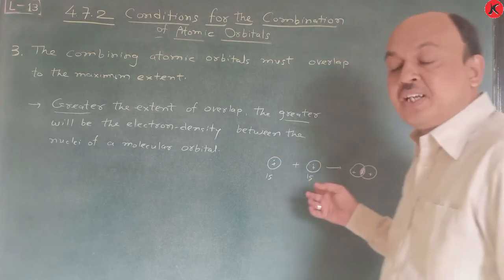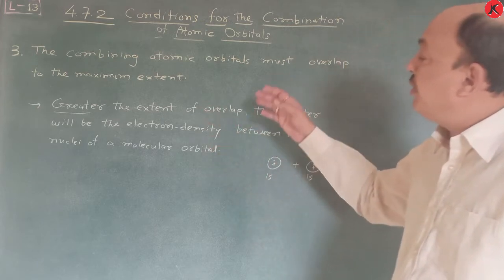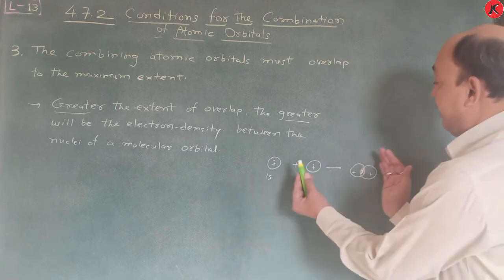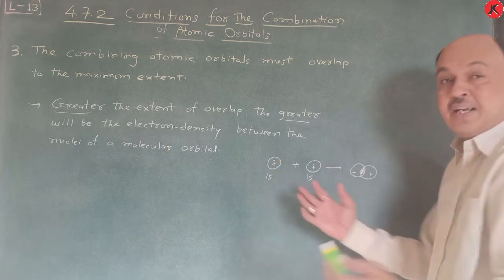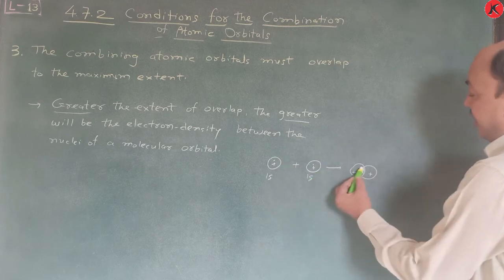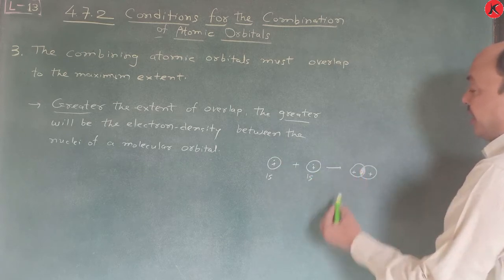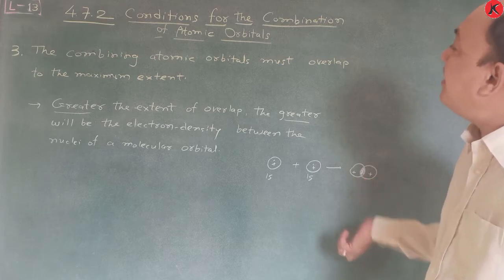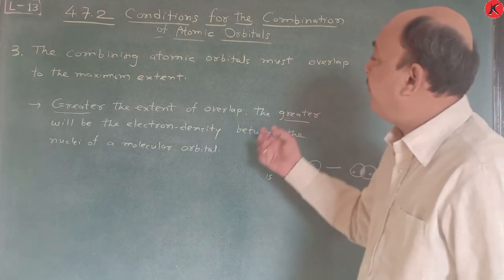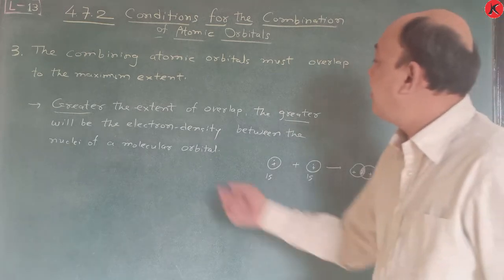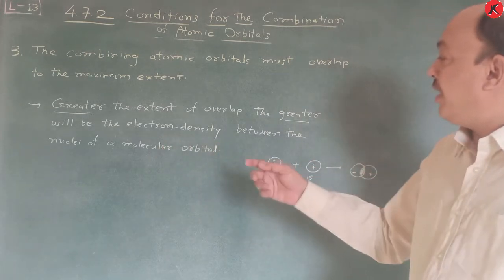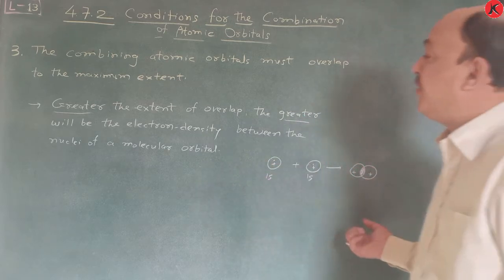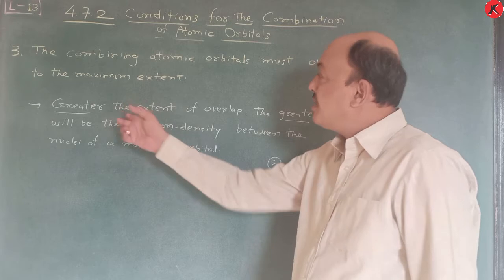Now, the types of orbitals and the energy level diagram you have to learn later on, but here I just give an example. Here the electron density is maximum, and that's why combination, or overlapping, occurs, and due to that this is a fruitful overlap. The maximum extent of overlap gives a better result in terms of electron density between the nuclei of a molecular orbital. So remember this sentence: the greater the extent of overlap, the greater will be the electron density between the nuclei of a molecular orbital.